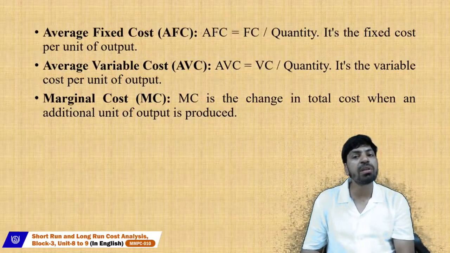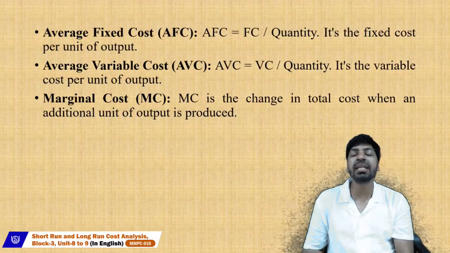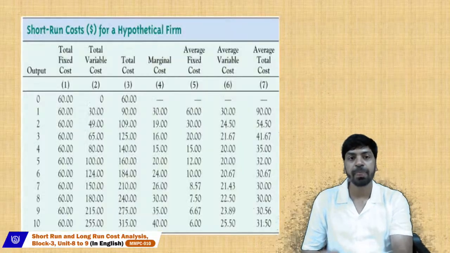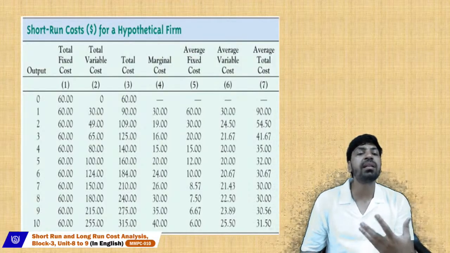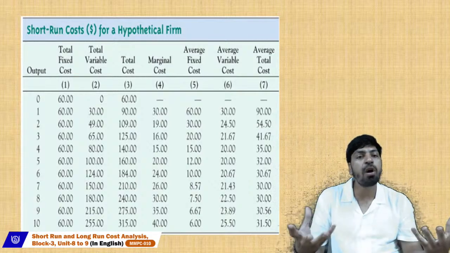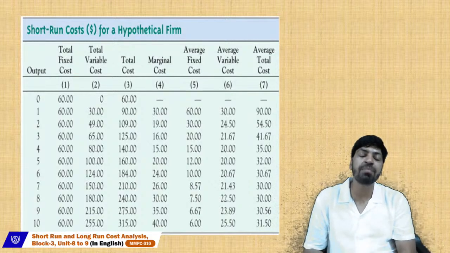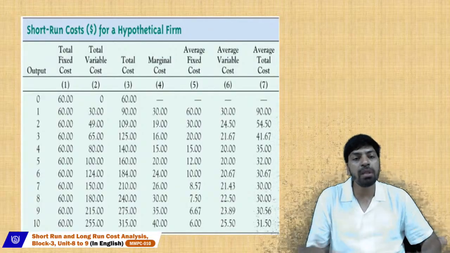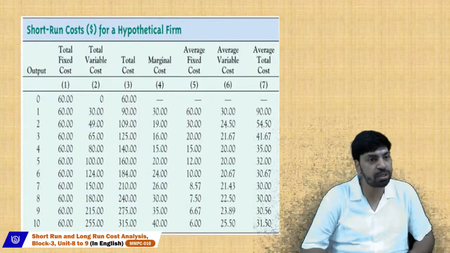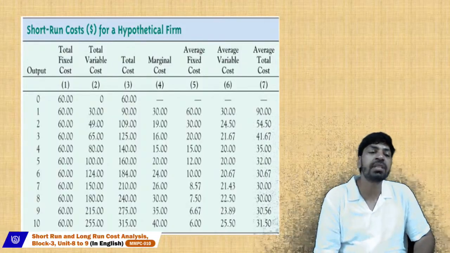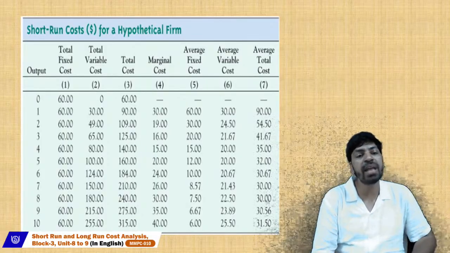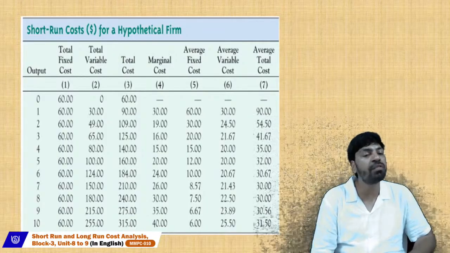Marginal cost is the change in total cost when an additional unit of output is produced. So this is a hypothetical firm where the short run cost schedule has been prepared using all the types of cost, or you can say the short run cost function. The output keeps increasing from 0 to 10. Total fixed cost is also given, that is 60 at each level of output.